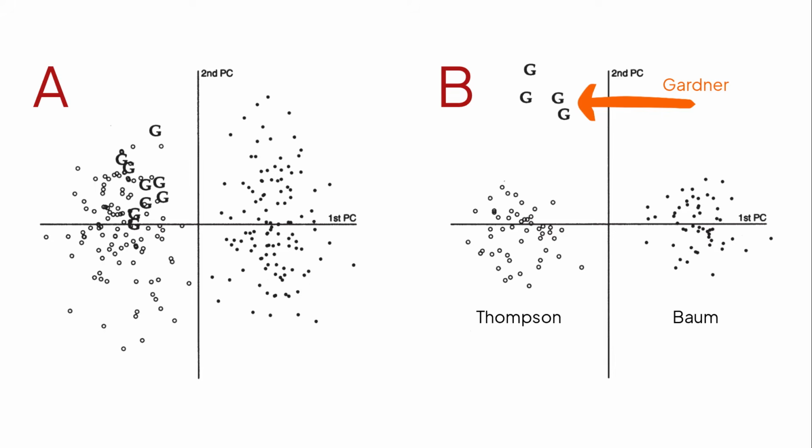So even though Gardner still falls on the Thompson side of the first component, the second component shows that his writing is systematically different from both authors. In other words, Gardner has his own distinct stylistic signature. What this tells us is that once we account for the main source of variation in the data, which separates Baum and Thompson, the next most important pattern is what distinguishes Gardner from the other two. And that's exactly what the second principal component is capturing here.